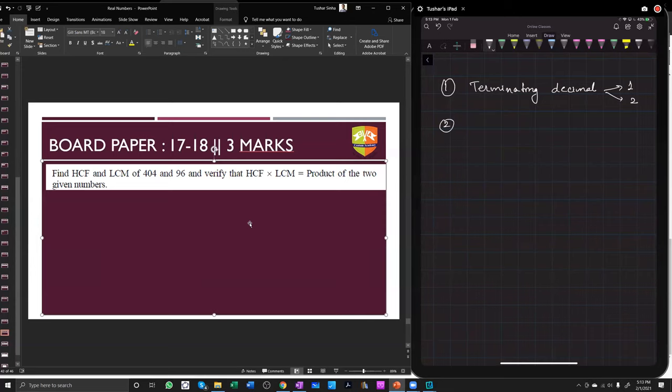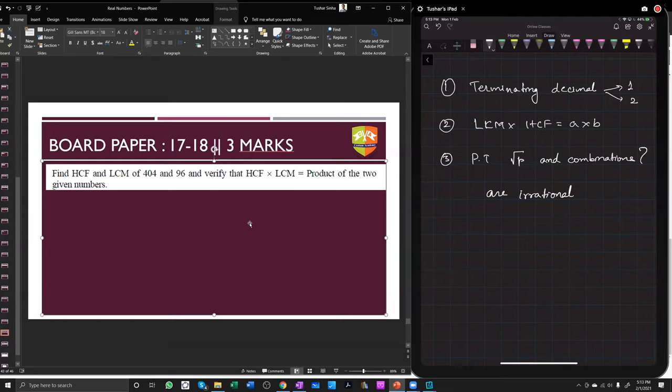This is on the fundamental theorem of arithmetic. Then there will be questions on LCM and HCF, where LCM into HCF is equal to A into B. Third is proving that root P and its combinations, whatever combinations are given, are irrational. These are the three types of questions you are going to get.